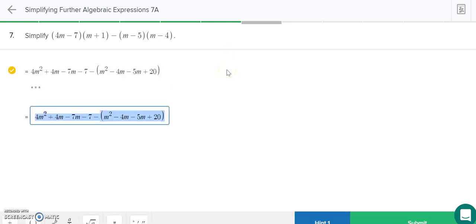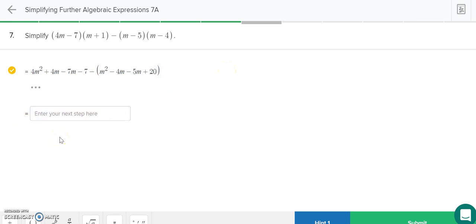Okay, my next step will then be to simplify all of that. So in my first expansion that I did, 4m squared can't be simplified with anything else on the left at the moment. So I'm just going to rewrite that here. Then I'm going to do 4m take away 7m, which is going to give me negative 3m. And then I've got my minus 7 there. Okay, so that's the first quadratic trinomial simplified.